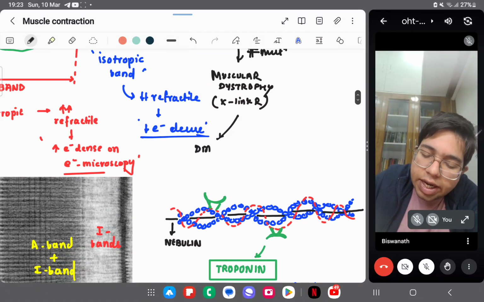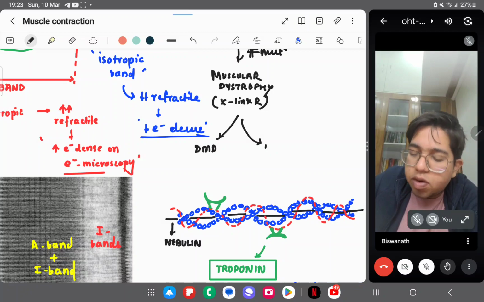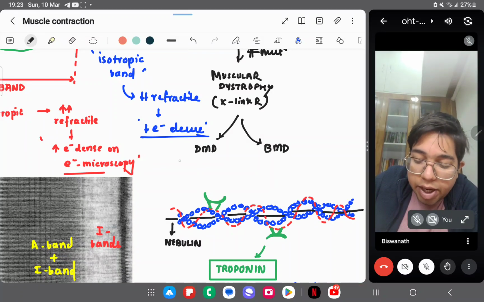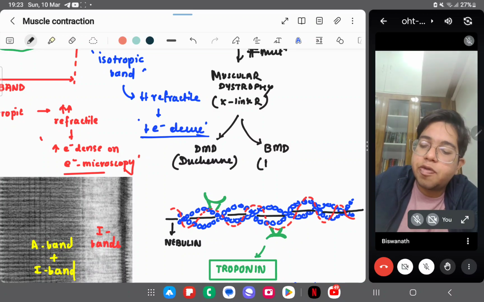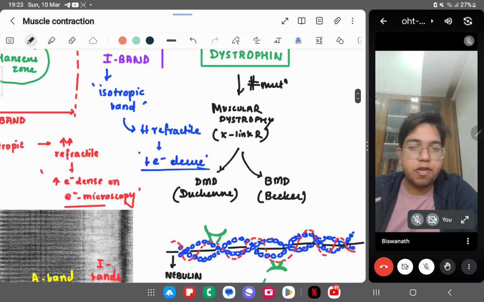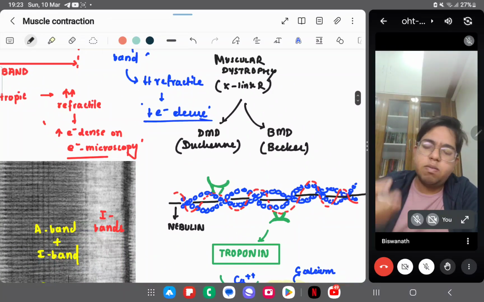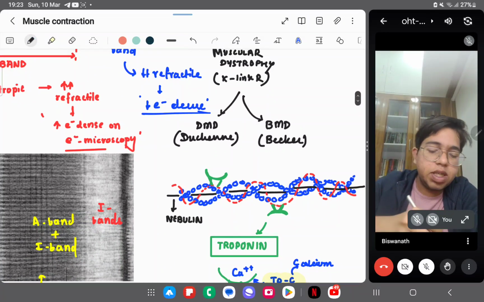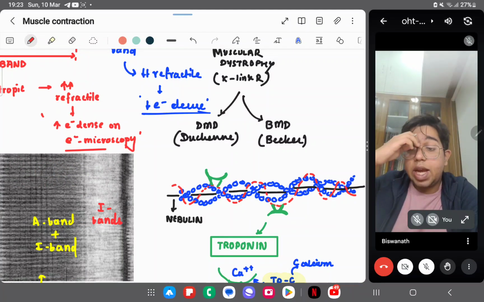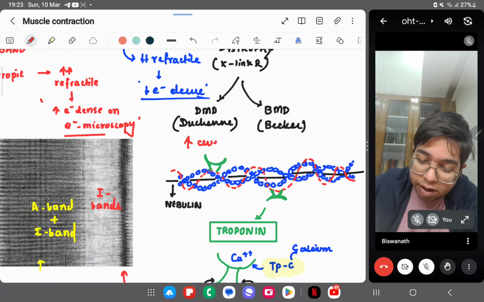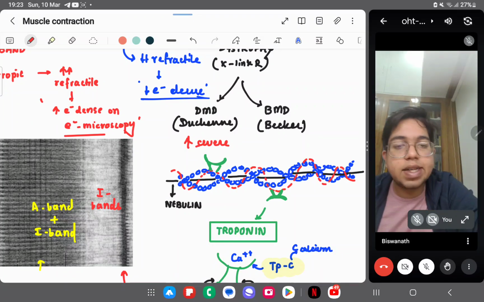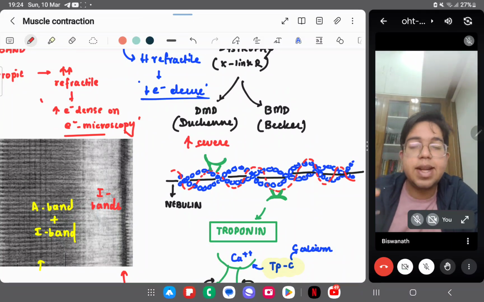One is DMD, Duchenne muscular dystrophy, and one is BMD, Becker muscular dystrophy. Not much is needed about DMD and BMD at your level. DMD is basically a more severe condition than Becker's muscular dystrophy. Becker's is a bit less severe.